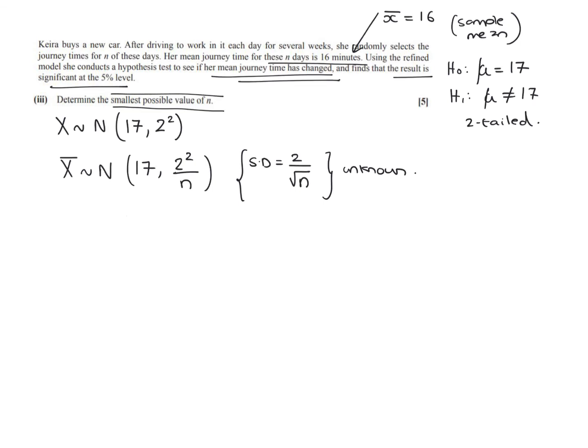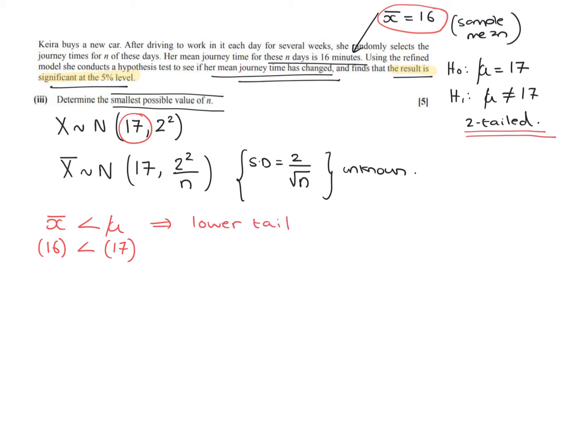Now, the question tells us that the result is significant at the 5% level. Because this is a two-tailed test, are we working with the lower tail or the upper tail? How do we know? We compare the test statistic or the sample mean with the value of mu, and that tells us whether we're looking at the lower tail or the upper tail. So x bar is lower than mu because, of course, x bar is 16 and mu is 17. So this tells us that we only need to investigate the lower tail.